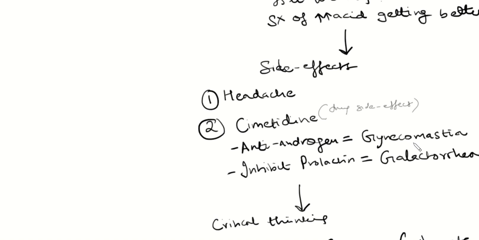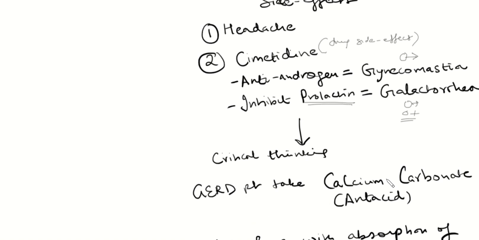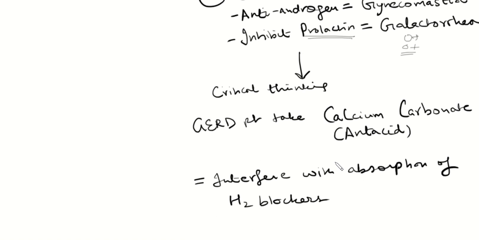It's androgenic. So again, males may have gynecomastia. What does that mean? Enlarged breast tissue in males. It may also interfere with prolactin, so males or females may have galactorrhea, that is milk coming out of the breast, even though it's not physiological. Okay, so that's some of the side effects.